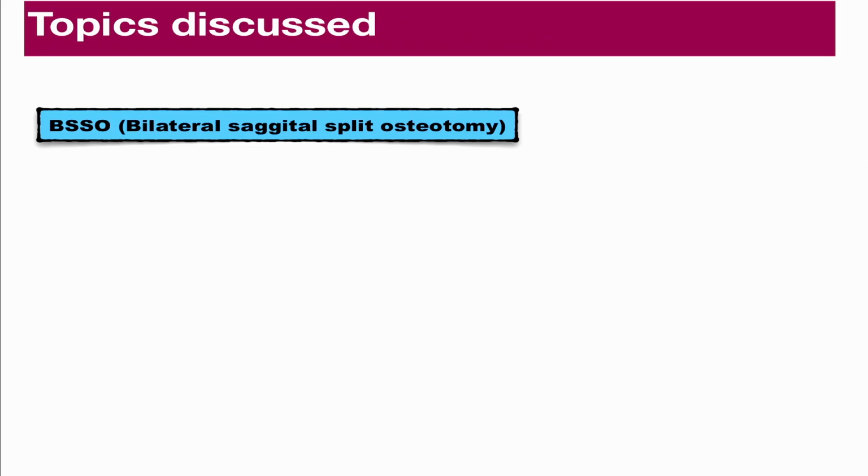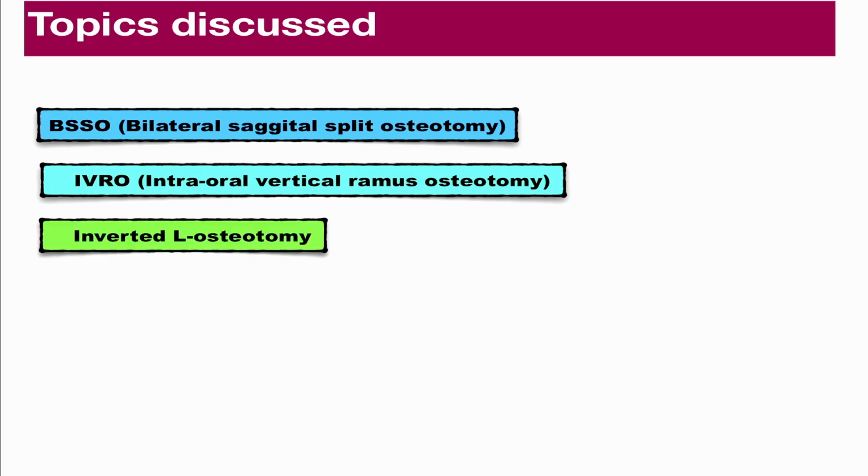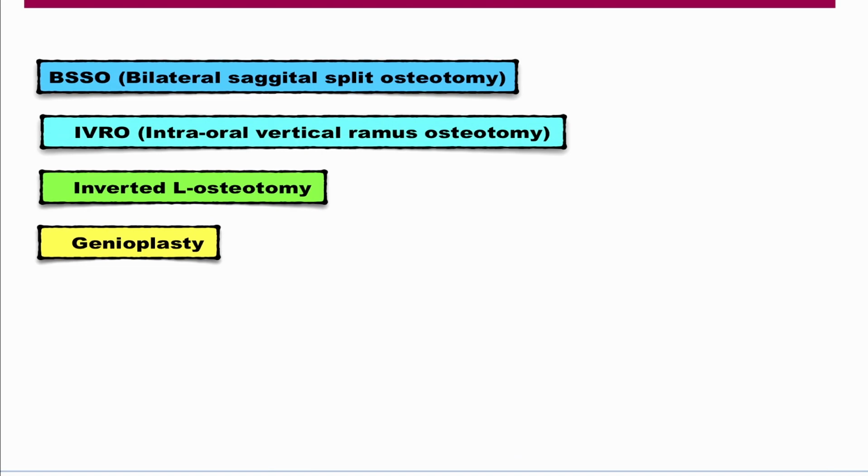So the BSSO, that is the bilateral sagittal split osteotomy. Then you have got something known as IVRO, intraoral vertical ramus osteotomy. It's, I won't say a modification, but an alternative for BSSO in many cases, not all. Then you've got inverted L osteotomy, again another alternative. We'll see the indications very soon. All three are done on the mandible. Then another procedure on the mandible, that is genioplasty, done on the chin.